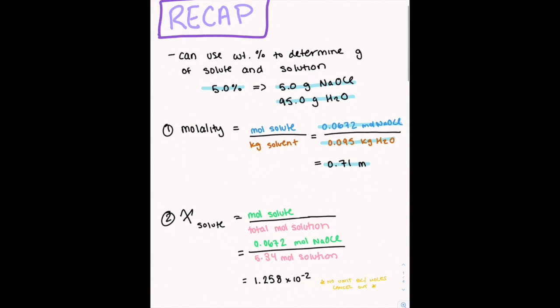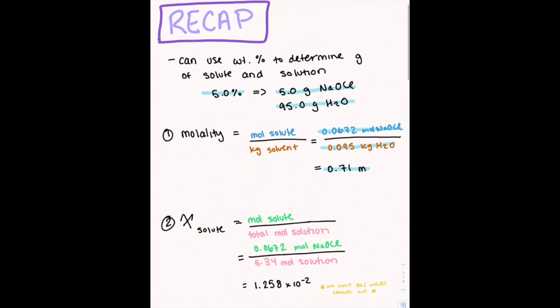Next, for part 2, we were asked to find the mole fraction. So, similarly to the first part, we converted the grams of water and of NaOCl into moles, and then we added these up to find the total moles of solution. Then we plugged these values in to our mole fraction equation, which is the moles of solute over the total moles of solution, and that gave us a total mole fraction of 1.258 times 10 to the negative 2. And again, this is a unitless measurement because the moles in the equation cancel out.